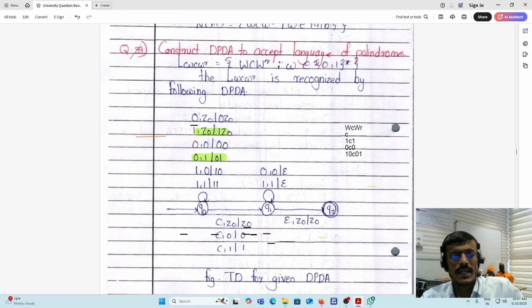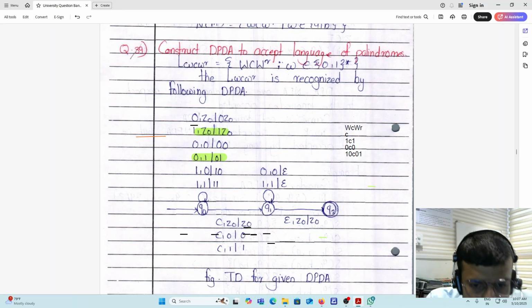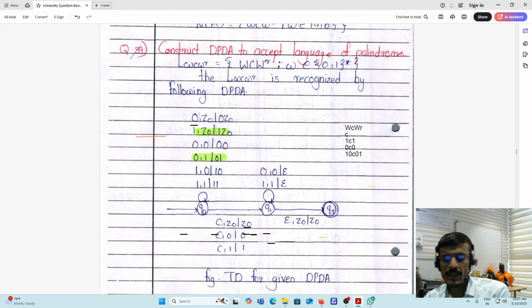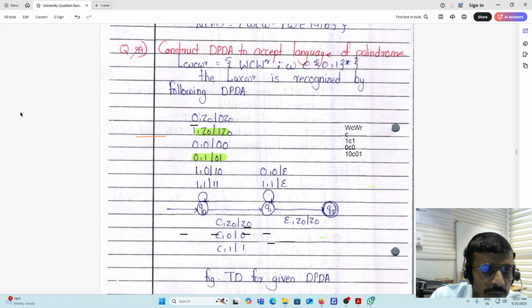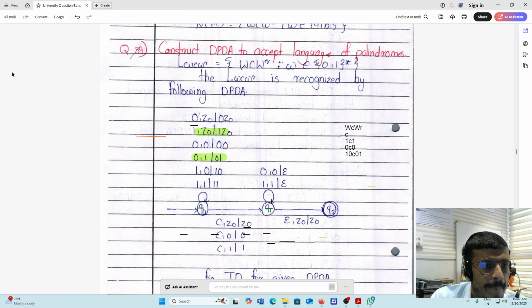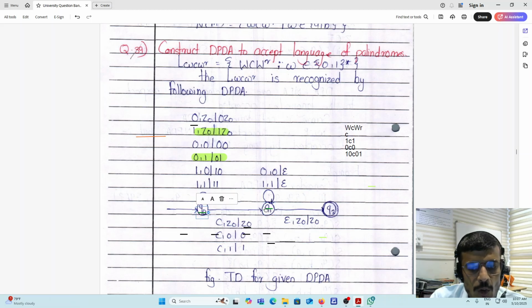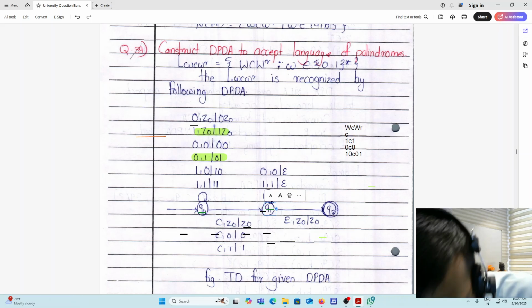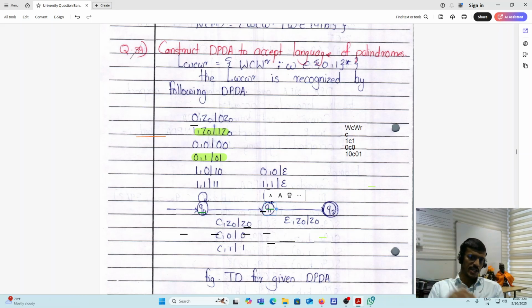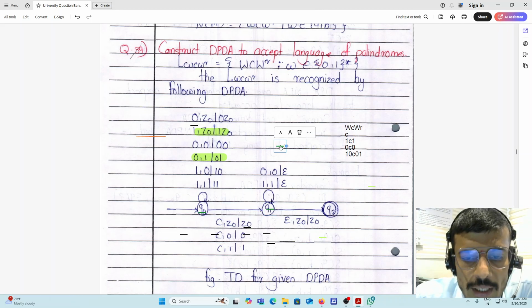C00 means what? It will read C, yes, then the top of the stack symbol is 0, okay, and it will keep that 0 as it is on top of the stack, and only changes what? It will change the position from this Q0 to Q1. Now once it reaches Q1, that is, it changes the state, what does it have to do?